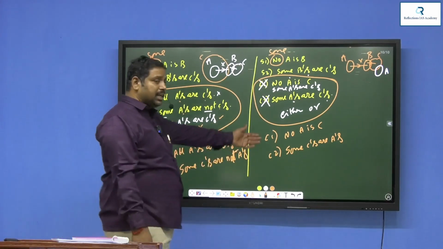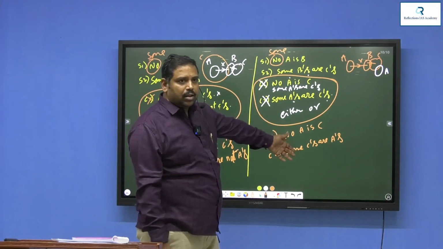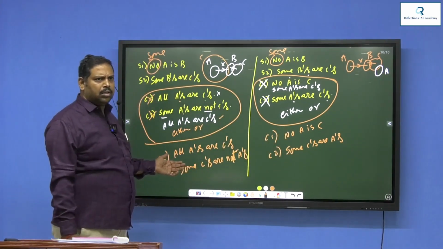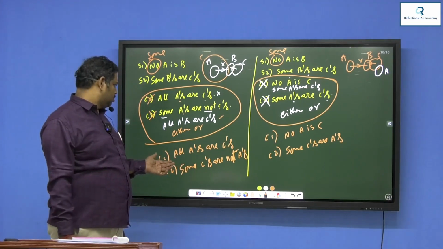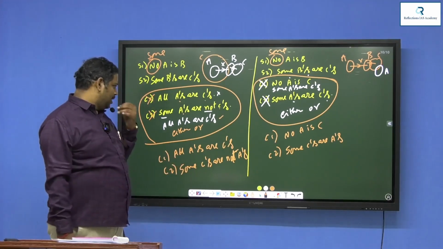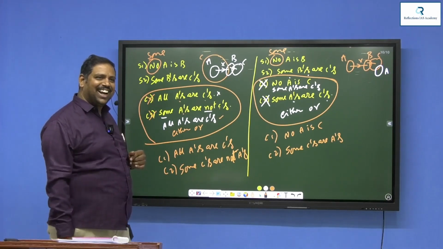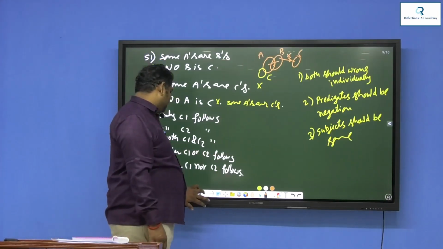Okay, what's the answer for this? Either or. One follows, the other also. Something is fishy, I have not understood. If one thing is correct, the other also will be correct.